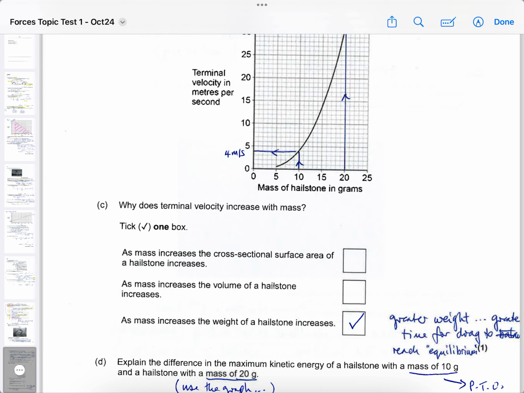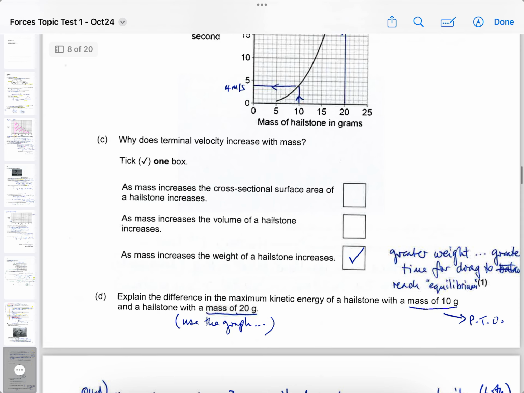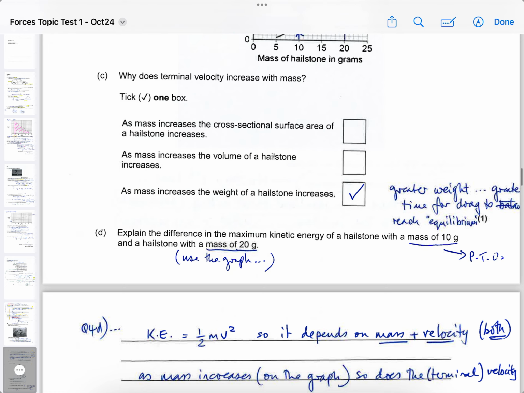So what you should say is, as the mass increases, the weight of the hailstone increases, so it will take longer for the air resistance to be able to equal that weight. Therefore it's going to have to go faster for the air resistance to become equal to the larger weight for a larger mass hailstone. Greater weight equals greater time for the drag to reach equilibrium with the weight. That's how I've explained it further.